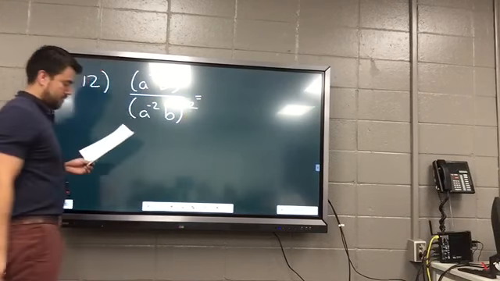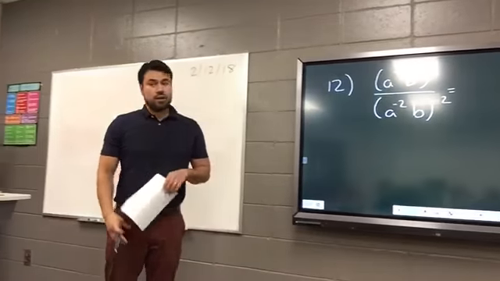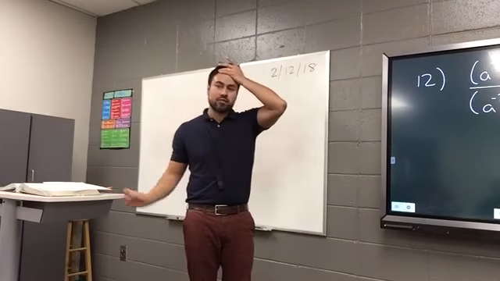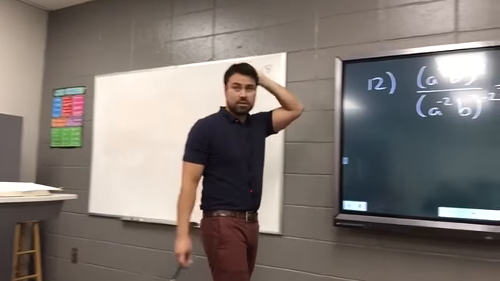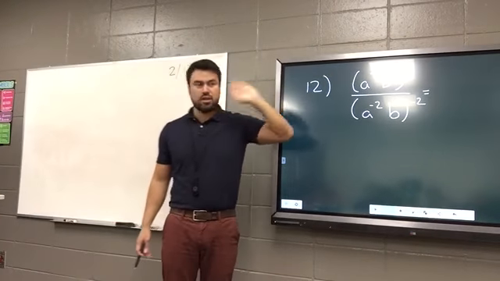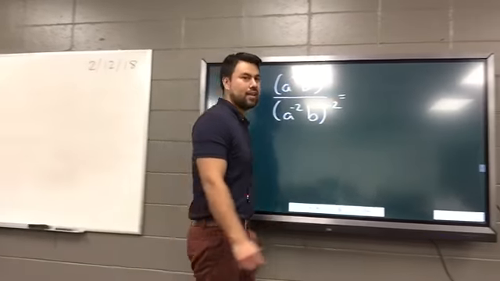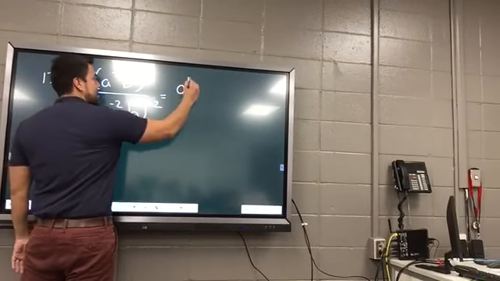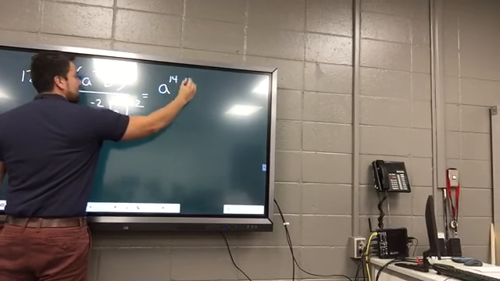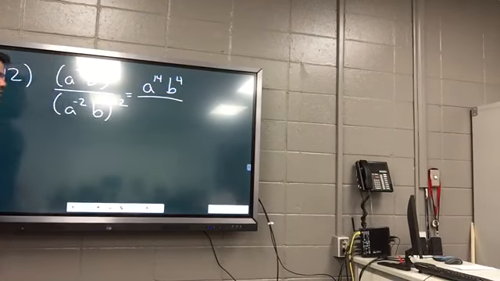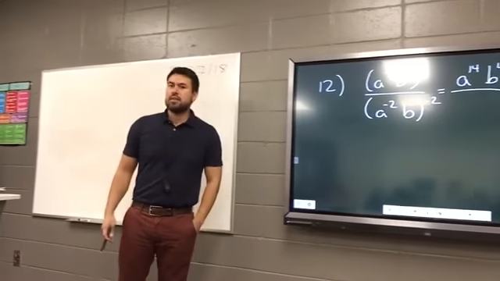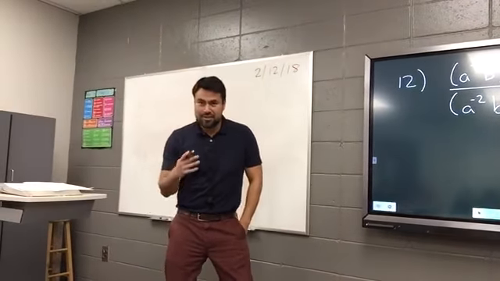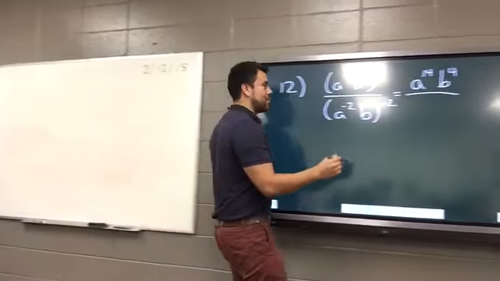So this is what I have. Okay, I have to deal with the parentheses first. And so can anyone simplify the numerator? Just simplify this right now. What do I get? A to the 14th, b to the 4th. Okay, that's a simplified version of the numerator. The denominator. Can somebody give me what the denominator is going to be?